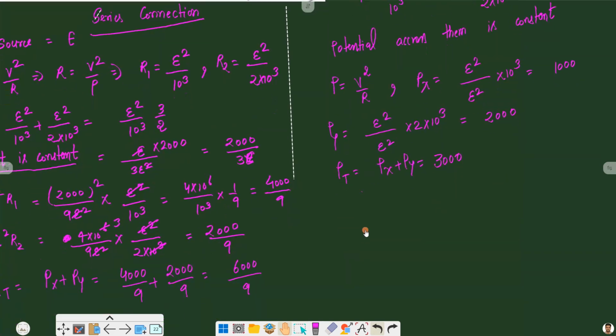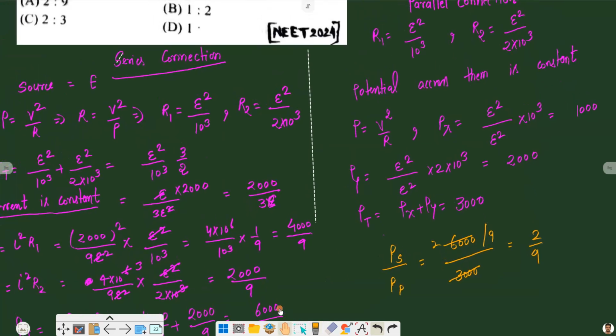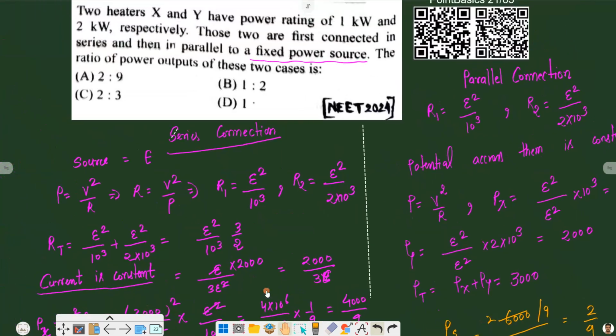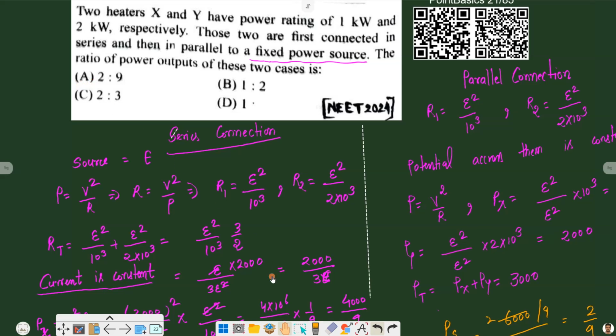So the ratio can be found out: P series by P parallel will be 6000 by 9 divided by 3000, and from this we will have 2 by 9. Comparing the answers or options, option A, 2 by 9, will be the right answer.